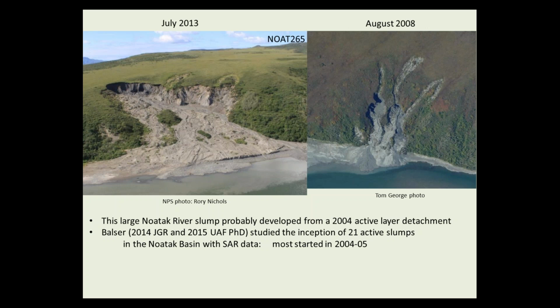He studied the initiation of thaw slumps in this same area in the Noatak Preserve, using SAR data, and he found that most of the 21 that he studied actually began during the period of 2004 or 2005. So there were those warm summers back then that initiated many of these thaw slumps, and a lot of them are still active from that initiation date. And he also found some that had been around before that too. So not every thaw slump began in 2004, but a lot of them did.